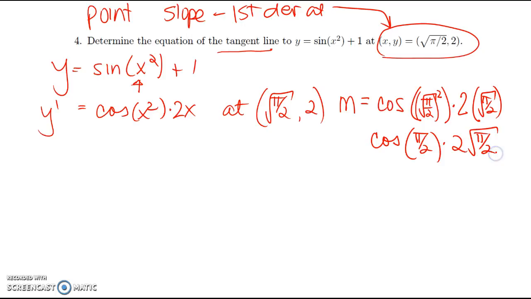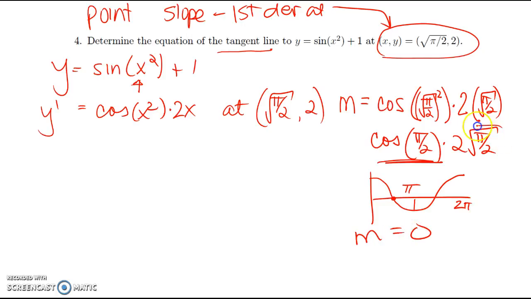Well, the cosine, if I draw myself a graph, does this over the course of 2 pi. That's pi. Pi over 2, the cosine is 0. Which makes the slope 0 times this thing, which is 0. So the slope is 0, telling us this is a horizontal line.